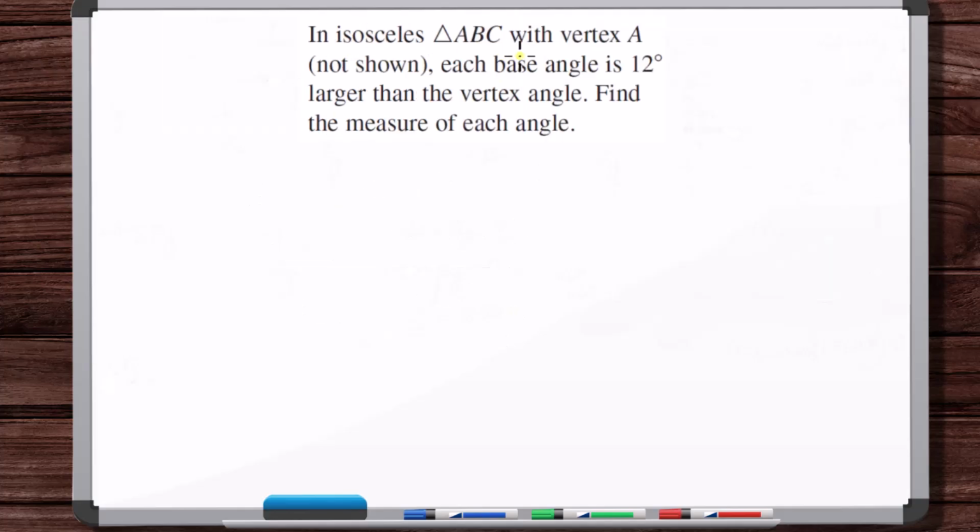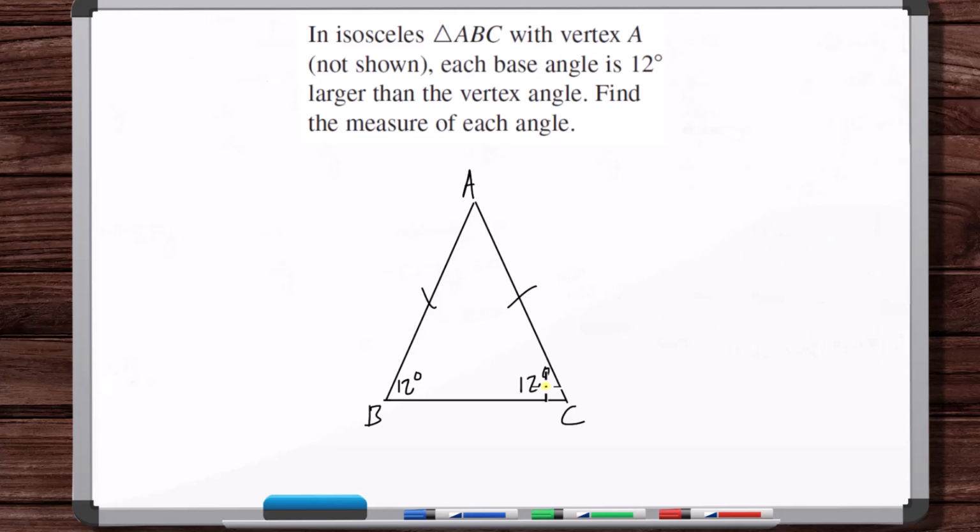In isosceles triangle ABC with vertex A, not shown, each base angle is 12 degrees larger than the vertex angle. Find the measure of each angle. So let's draw this isosceles triangle ABC with vertex A. Each base angle is 12 degrees larger than the vertex angle. So if the vertex angle is x, then each of these is x plus 12. Find the measure of each angle.